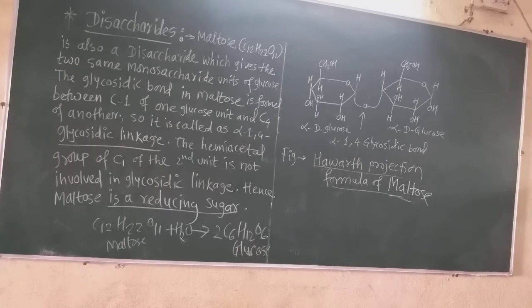The hemiacetal group of C1 of the glucose unit is also not involved in the glycosidic linkage. So it is free, and therefore lactose is also a reducing sugar. Remember that only sucrose is the non-reducing sugar among the disaccharides, but lactose and maltose both are reducing sugars. The projection formula is also the same as that of maltose. Now let us see the polysaccharides.